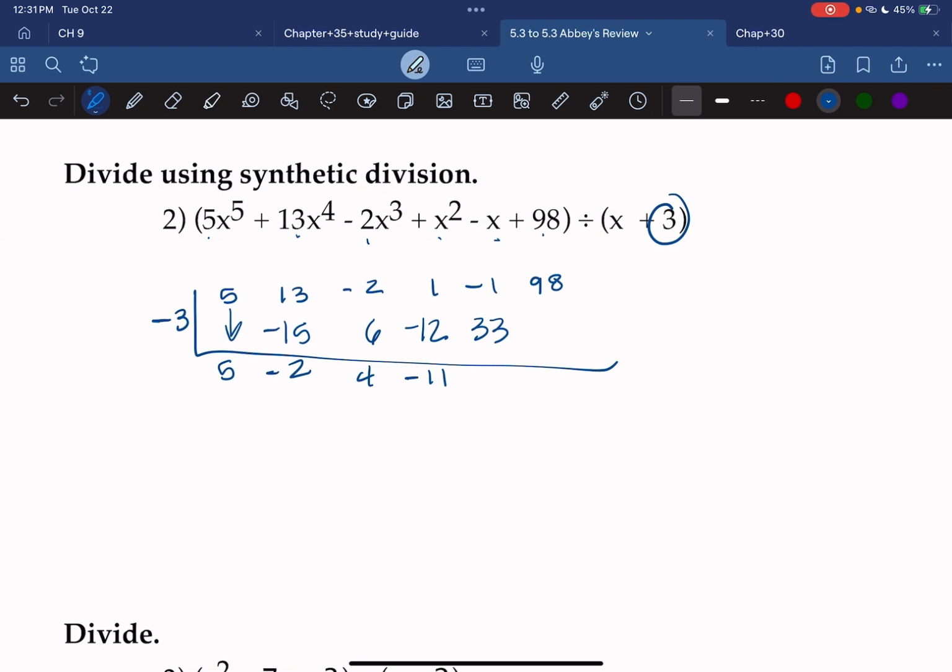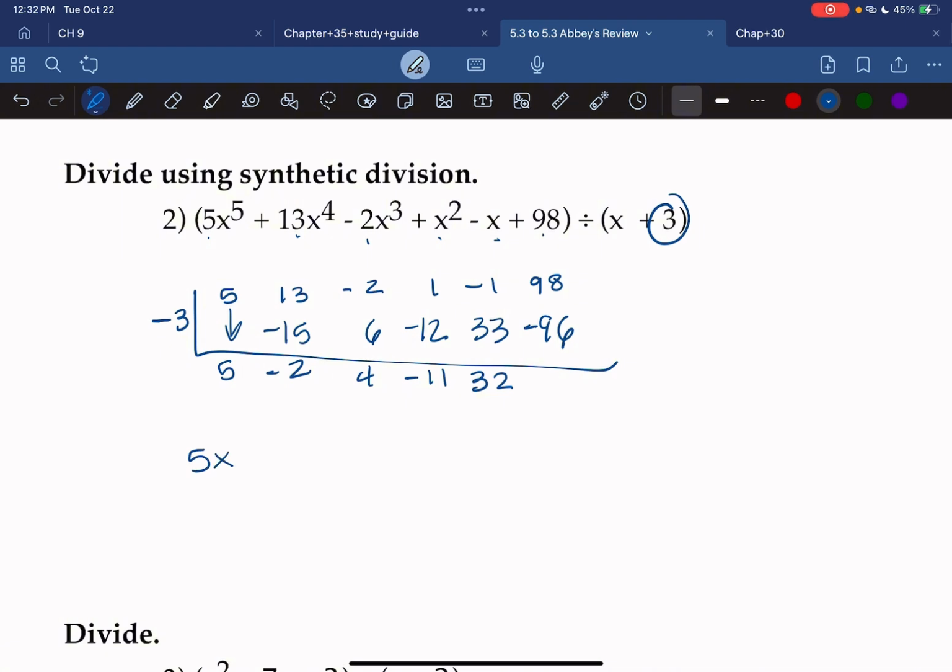Now negative 1 plus 33 is going to give us 32. And negative 3 times positive 32 is going to give us negative 96. Now we would input it into this format.